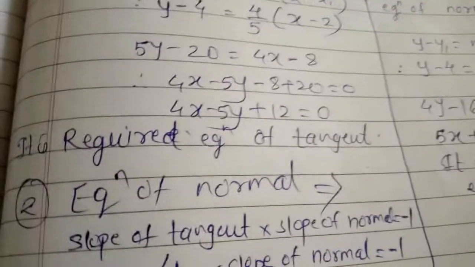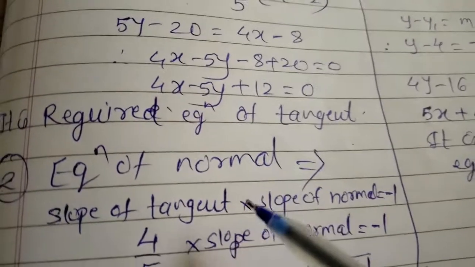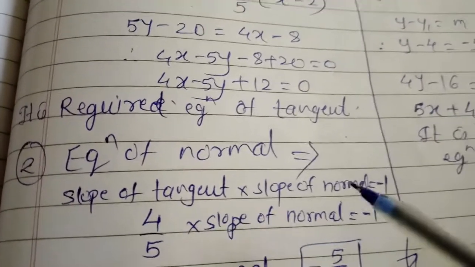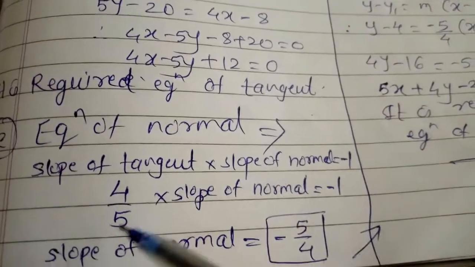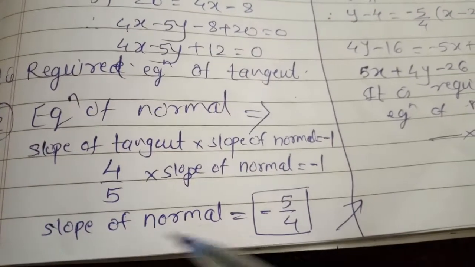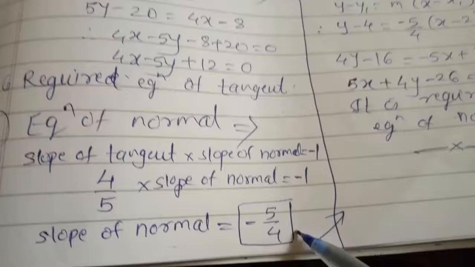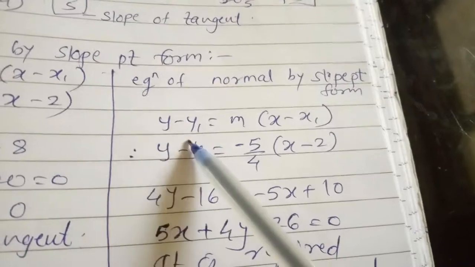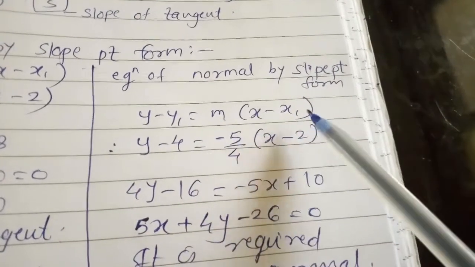Now we are going to find out the equation of the normal. Before that we have to know the slope of the normal. So the slope of the tangent into the slope of the normal is minus 1. So 4 upon 5 into the slope of the normal is equals to minus 1. So the slope of the normal is minus 5 upon 4. Now we are going to find out the equation of the normal by slope point form. So y minus y1 is equals to m into bracket x minus x1.